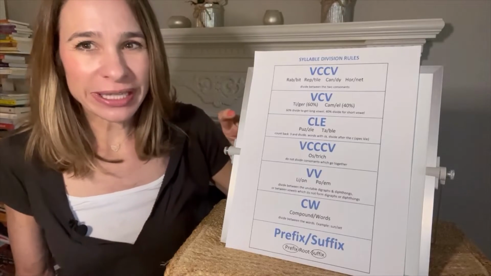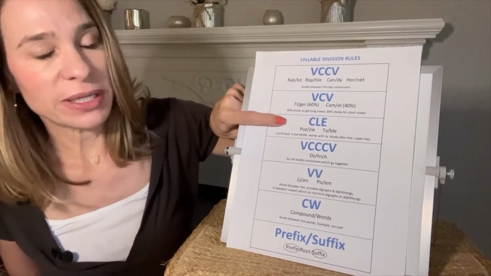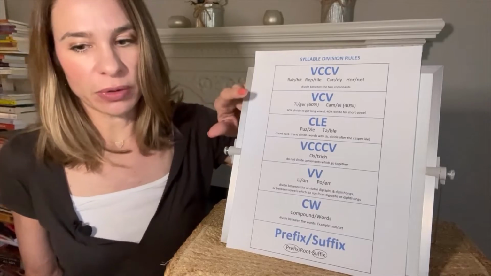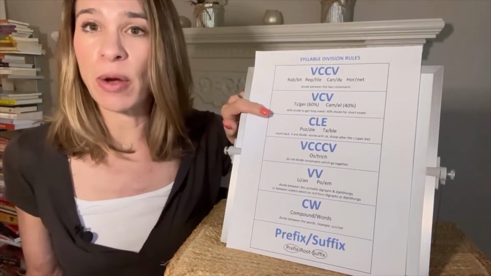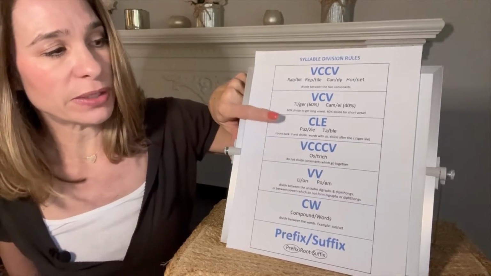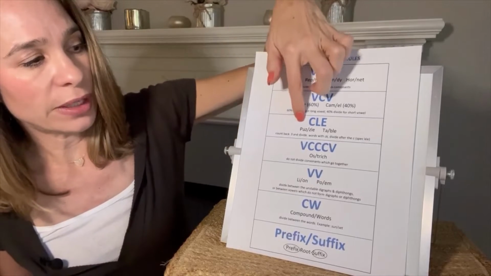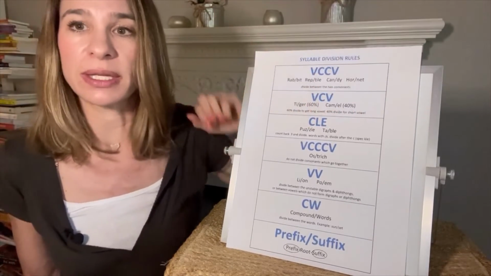Next is our CLE, which stands for consonant plus LE. Within that you have puzzle and table. Students would underline the vowels. They would see the consonant LE at the end. They would go to the end, count back 3 and divide. Within this division type of the puzzle and table, you will have a closed syllable plus the consonant LE and an open syllable plus consonant LE.